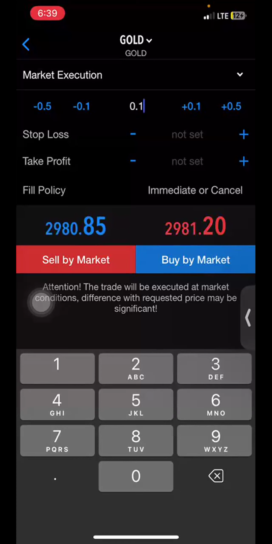That's like 5:10, I think how they call it. Yeah, 1:2. Do you see how easy it is to understand? The lot size is not hard, trust me.